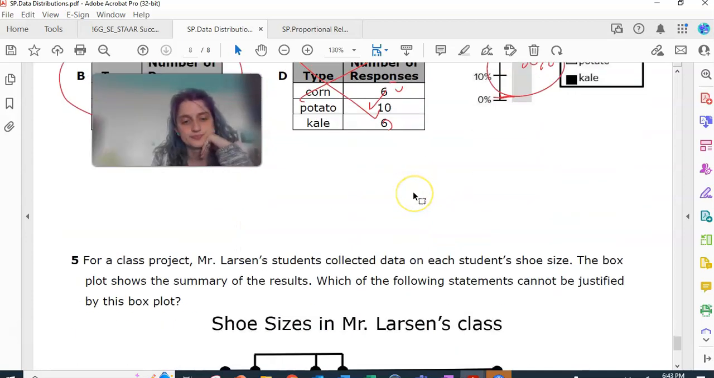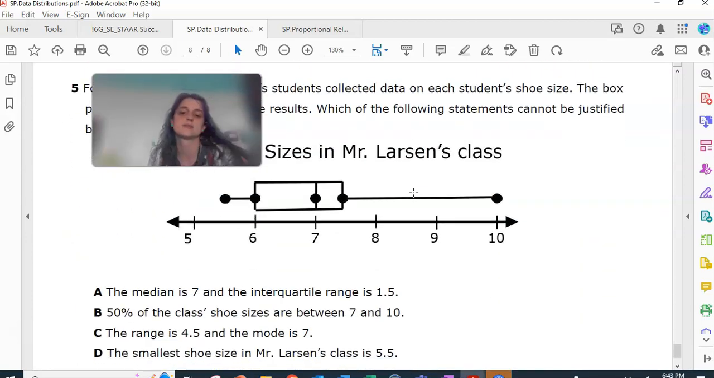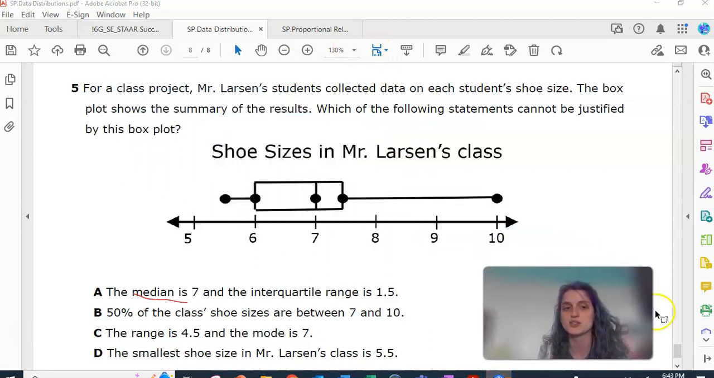Last problem. Shoe sizes in Mr. Larson's class. We're looking for true statements. The median means middle number. Oh no, I just lied to you. I didn't read the problem. That's bad job, Ms. Douglas. I'm modeling what you shouldn't do.